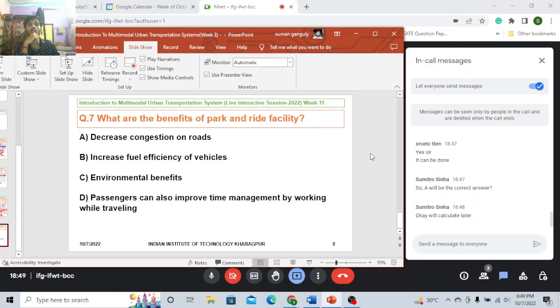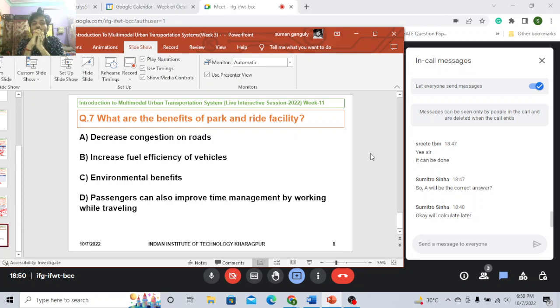And whether passengers can also improve their work time management while traveling, since they do not have to drive their vehicles by themselves. Now they have a public transit vehicle, so maybe they can work, because if you want to develop a good park and ride facility, then your metro or other kinds of systems generally have Wi-Fi and all, so you can connect to the Wi-Fi and the internet and you can do your work. So what could be the benefits of the park and ride facility? What do you think?